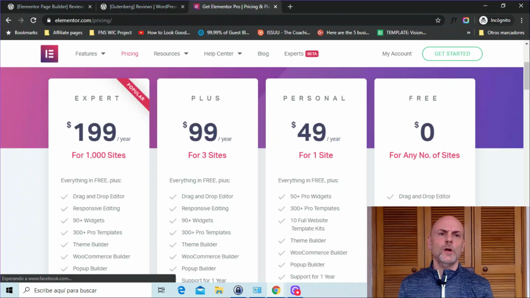Now, the next thing I want to talk about is that one of the ideas advanced in this argument that Gutenberg is going to put Elementor out of business is that Gutenberg is free. Elementor and other page builders cost money. But I think that's missing some key points.